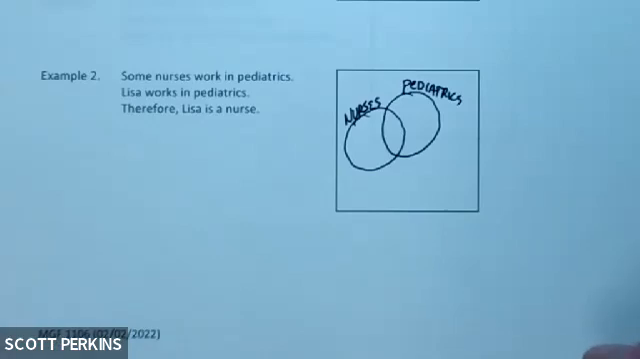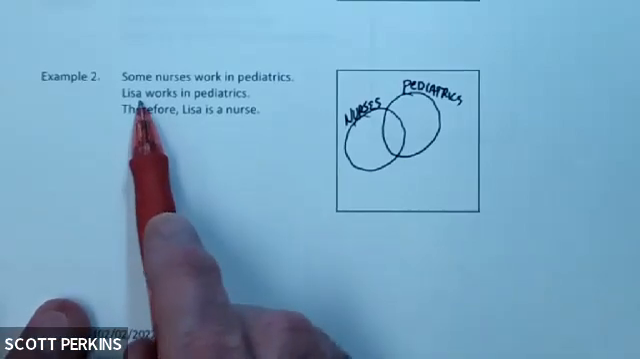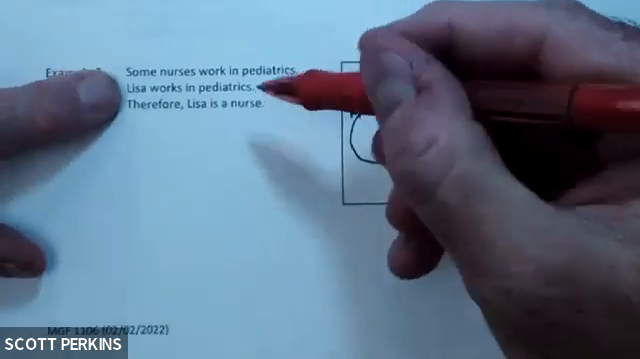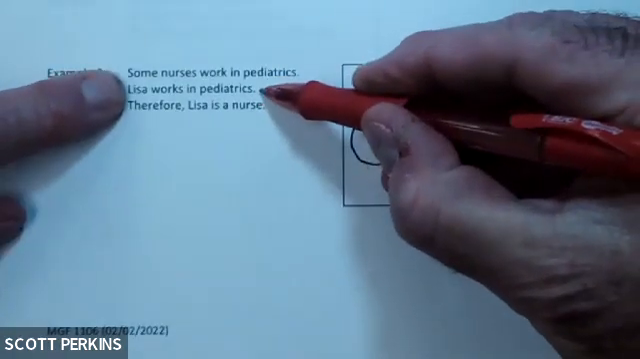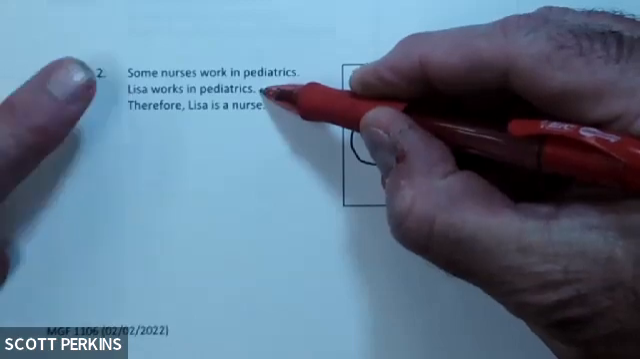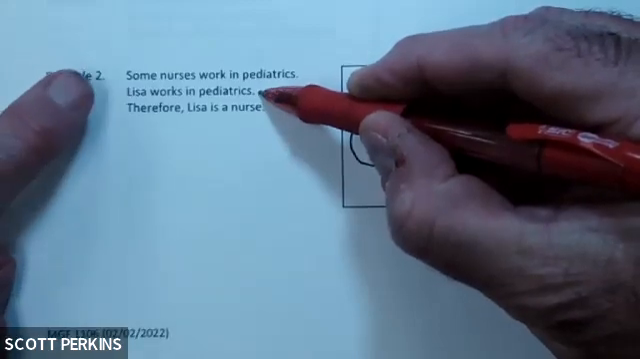Okay, the next premise, again, is not a quantified statement. The next premise is telling me about an individual named Lisa. Lisa works in pediatrics. Okay, so forget everything else. This statement right here, Lisa works in pediatrics, tells me that the X I write for Lisa has to be in what circle? Yeah, it doesn't say anything else.